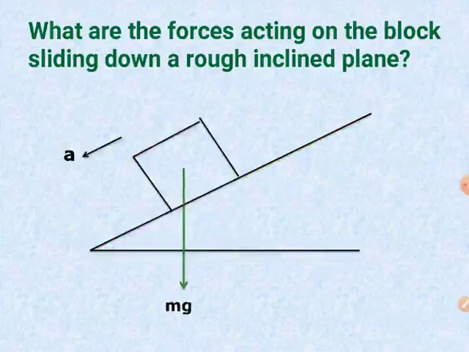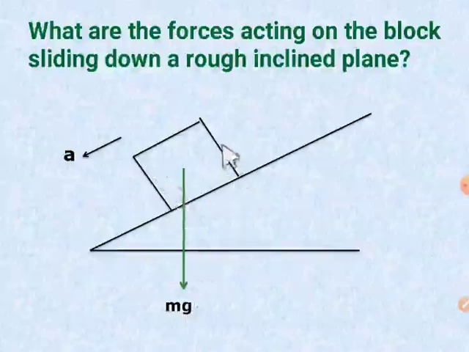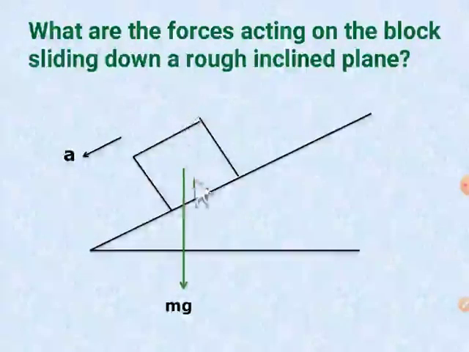Now weight will be acting vertically downward, and we know that weight is equal to mass into acceleration due to gravity, where small m is the mass of this block. And another one, your normal reaction will be here. Don't think that normal reaction will be opposite to the weight. It will always be perpendicular to the surface where the body lies, or where the body is kept.